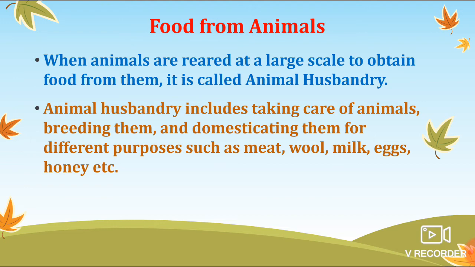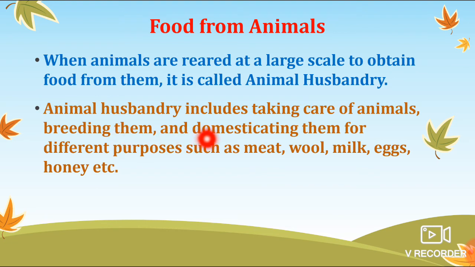Now another topic is food from animals. What are the foods that we are getting from animals? How are these animals there to help in getting food? First we need to know what animal husbandry is. When animals are reared on a large scale to obtain food from them, it is called animal husbandry. When for the purpose of getting food we are rearing animals, that particular process is known as animal husbandry.